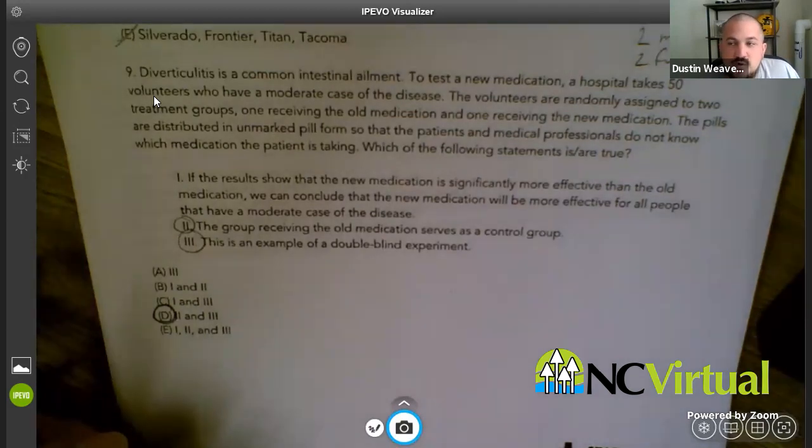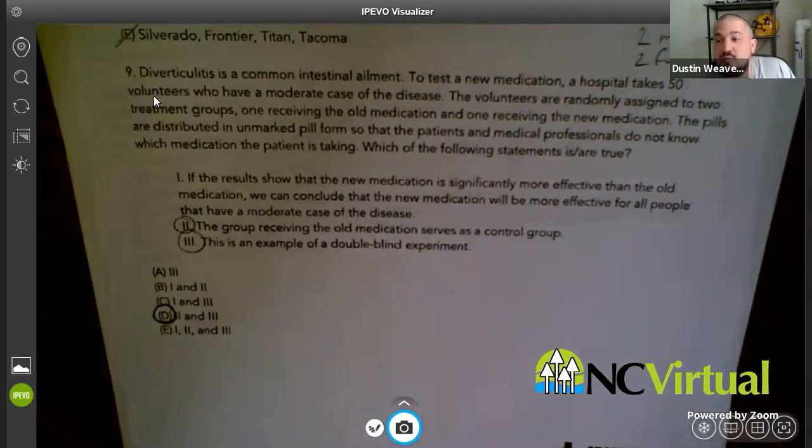So we have a control group, a group to compare our new medication to. That's the group getting the old medication. And it is a double-blind experiment, meaning the people giving out the medication and the people receiving the medication are unaware of which treatment it is.